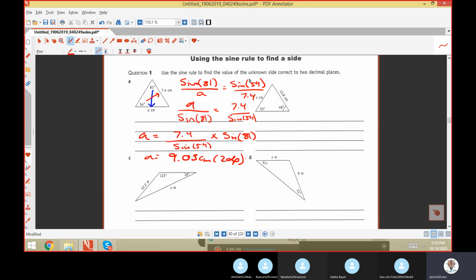Did you just bring A out? What is sine 81 doing to the A? Dividing it. What's up with dividing? Check it across. But I put that in my calculator and I got 90.34.